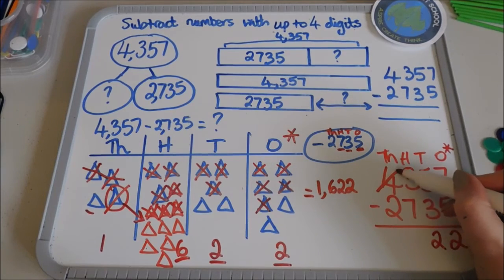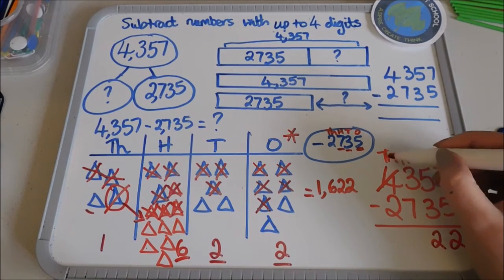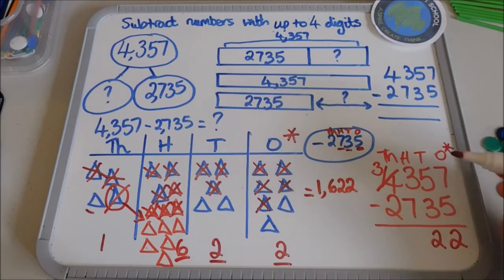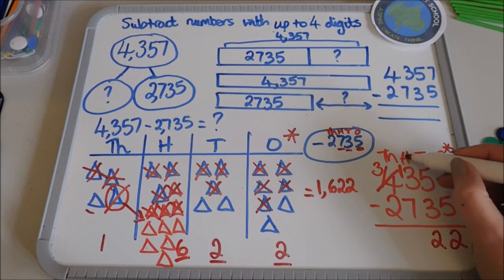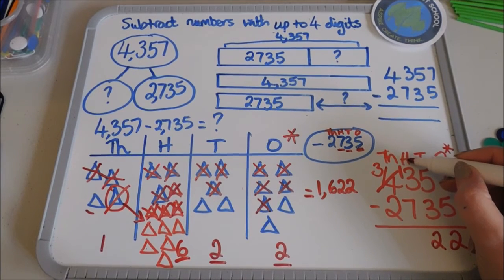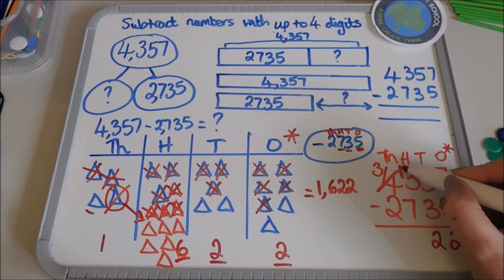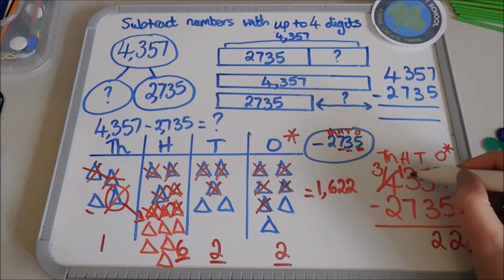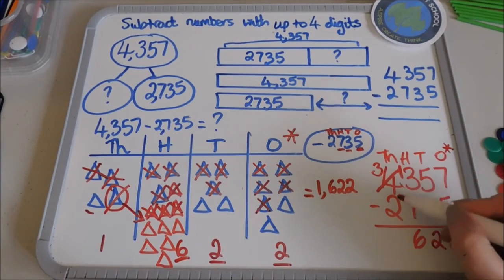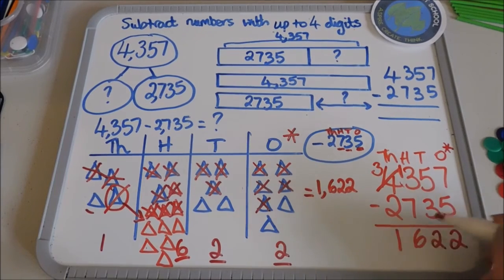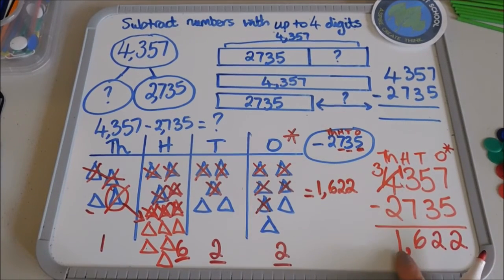So I'm going to bring over 1,000 from here. So that's going to go down by 1. And I'm going to add that to the 300. So it now becomes 13 lots of 100. Okay, because 1,000 is the same as 10 hundreds. So 10 add 3 is 13 hundreds. 13 take away 7 is 6. And then 3 take away 2 is 1, giving me the answer 1,622.